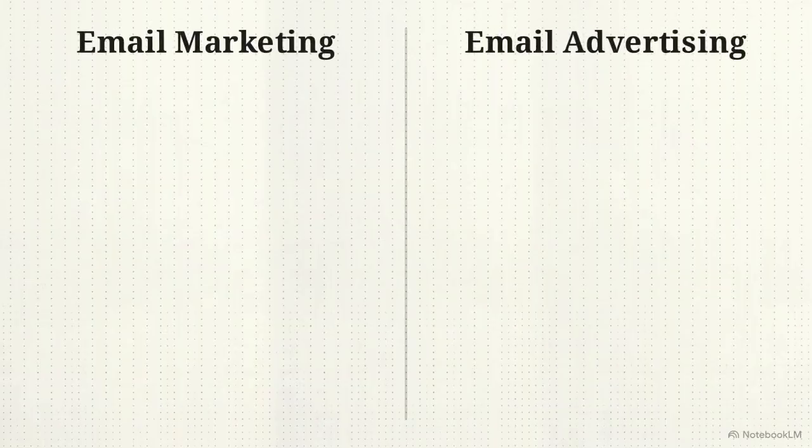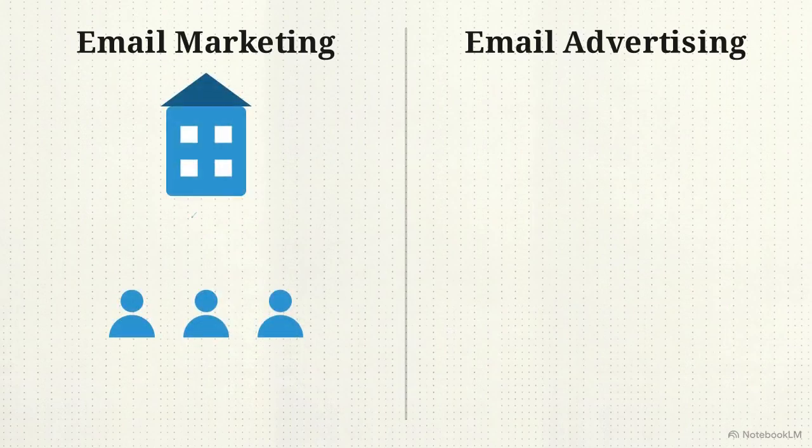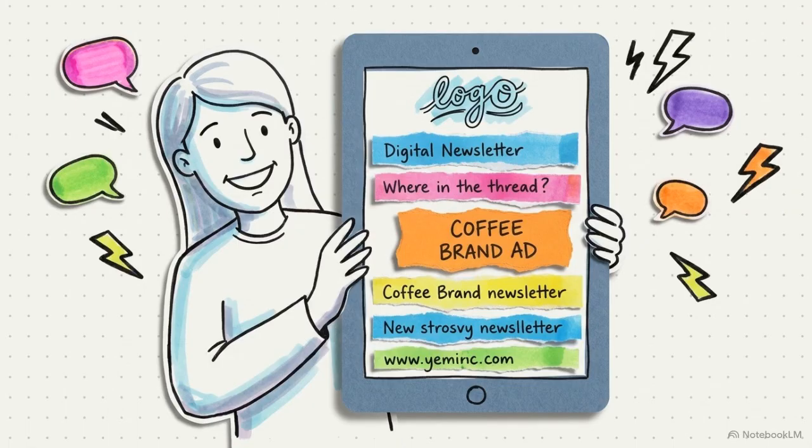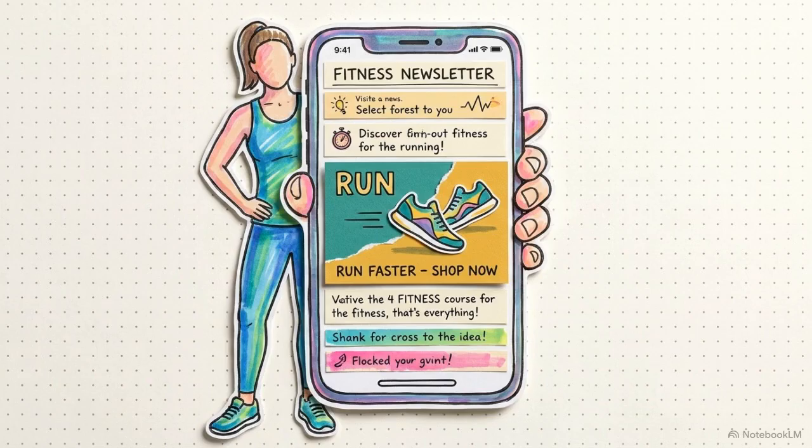This diagram highlights the structure of the two primary strategies. On the left is email marketing, a business speaking to its own list. On the right is email advertising. Here, a brand pays to rent space inside a newsletter sent by a third party. By renting this space, a brand borrows the established rapport between the publisher and the reader. This allows advertisers to skip cold outreach and place their message directly in front of an audience that has already opted in to the topic.